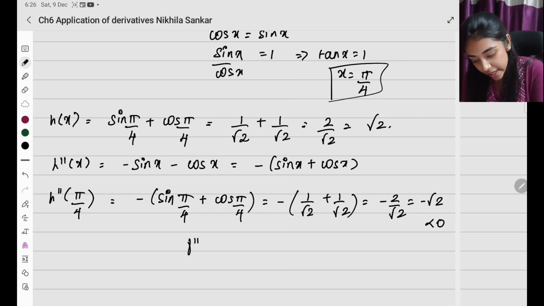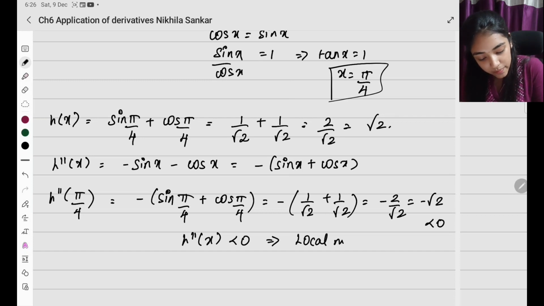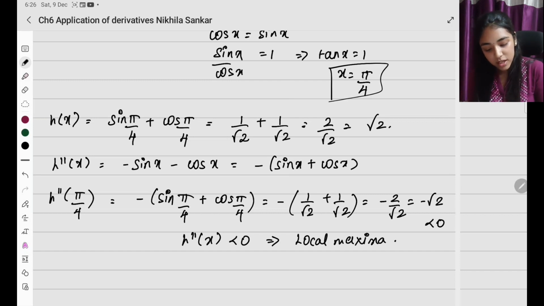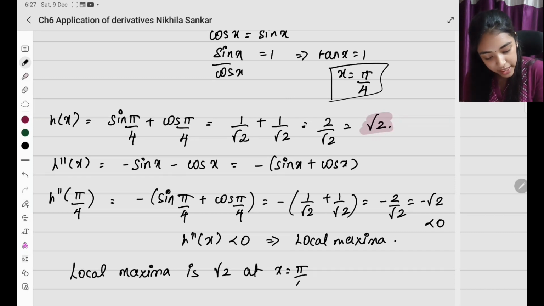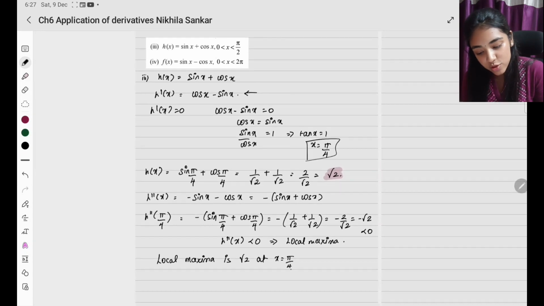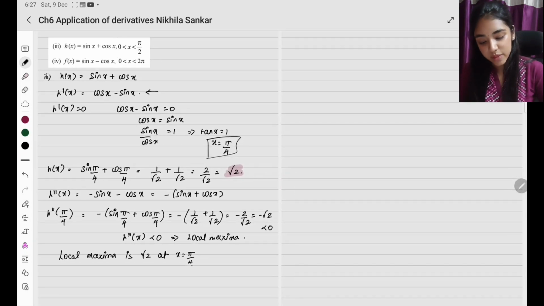So, I have h double dash of x is going to be less than 0, which means we are talking about the local maxima. So what is it going to be? Local maxima is, what did we get? h of x is going to be root 2 at the critical point, root 2 at x equals pi divided by 4. The value which you put, it is going to be even easier. Okay, so this is my answer. Please copy.